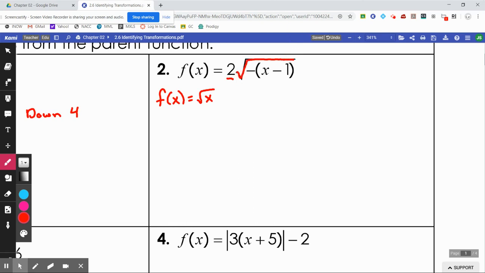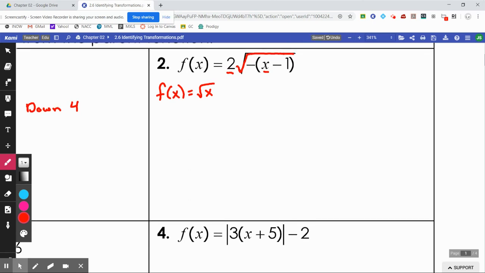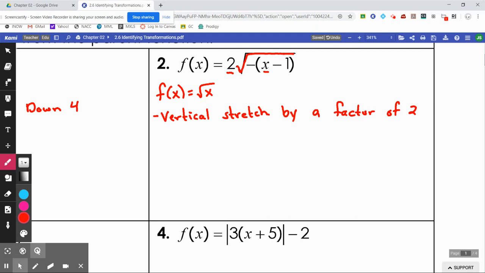Here's your square root function, and the x is on the inside. Any multiplication on the outside will be a vertical stretch or compression. Since you're multiplying by 2, that'd be a vertical stretch by a factor of 2. So we're done with everything on the outside. So now let's travel to the inside and look for, again, stretches and compressions first. There are none. So now let's go to our flips.